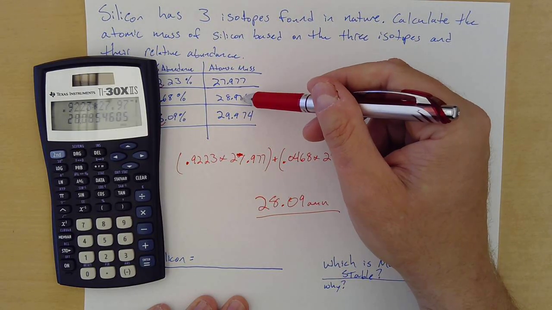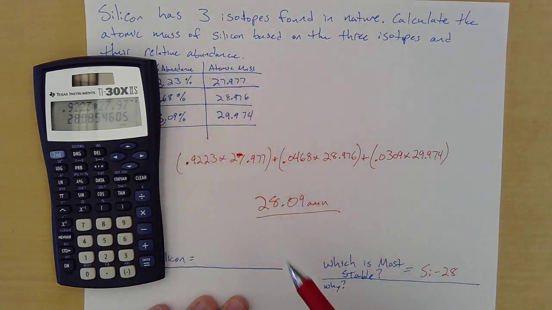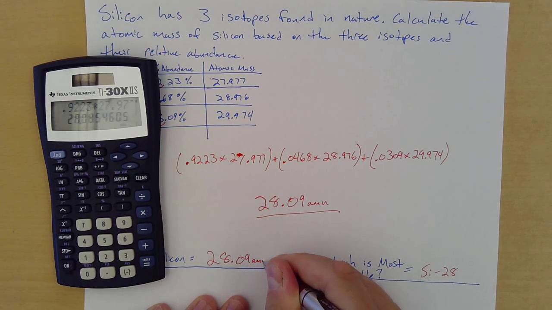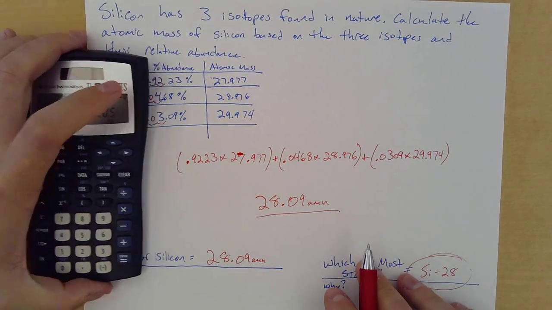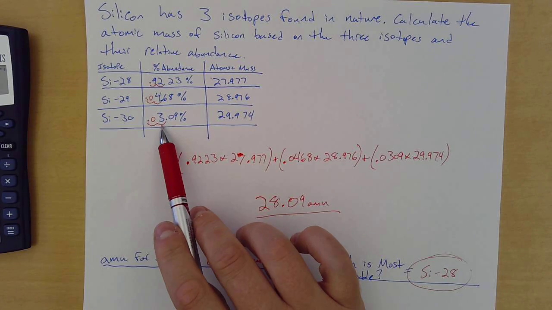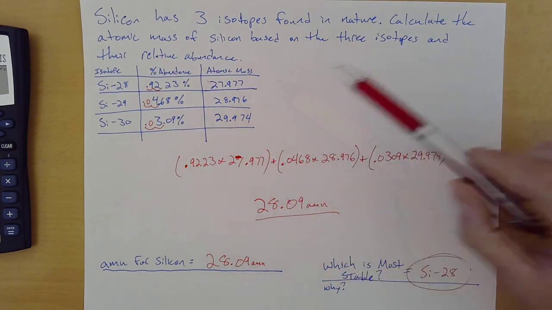It's not as far off as 29 or even closer to 30, but it's still roughly around that number. So I think that we're in the ballpark. So 28.09 AMUs, and silicon 28 is the most stable. And you can also find out which one's the least stable, because it'll be the one that's least found, or in some cases you won't find any of them naturally because they're so unstable. But if I were to find a natural sample and find a small amount, the least stable naturally occurring isotope of silicon would be this one.